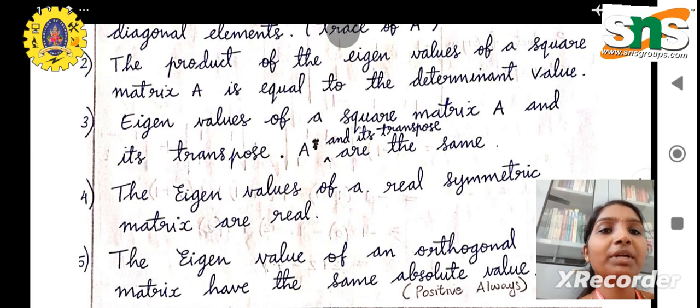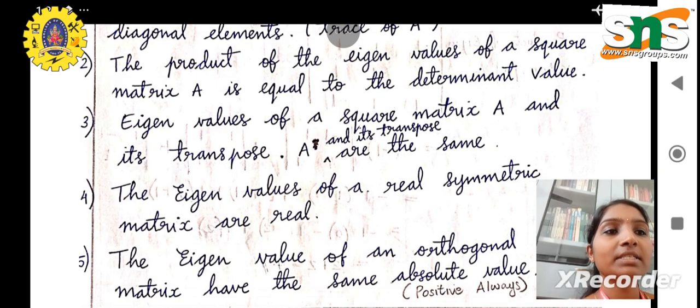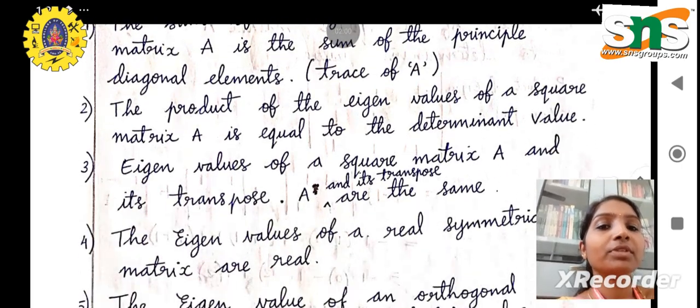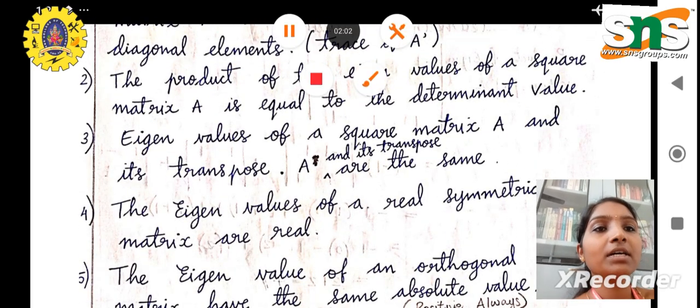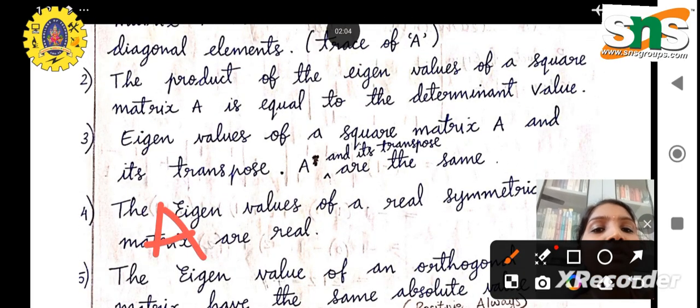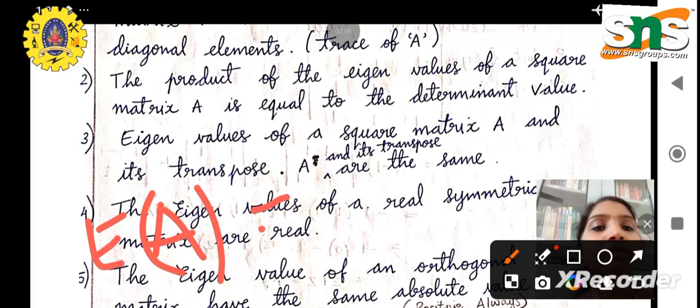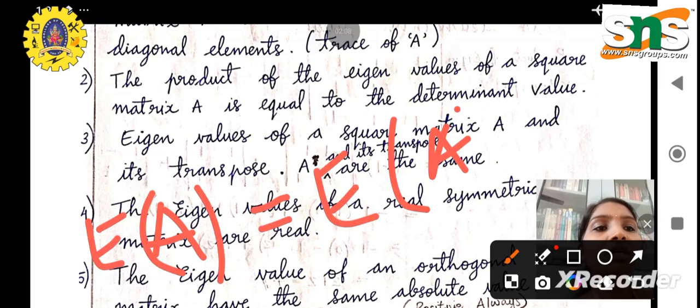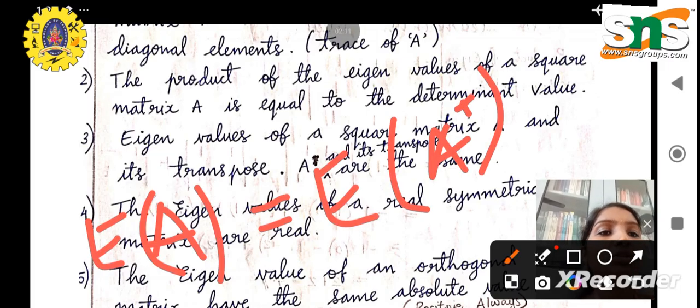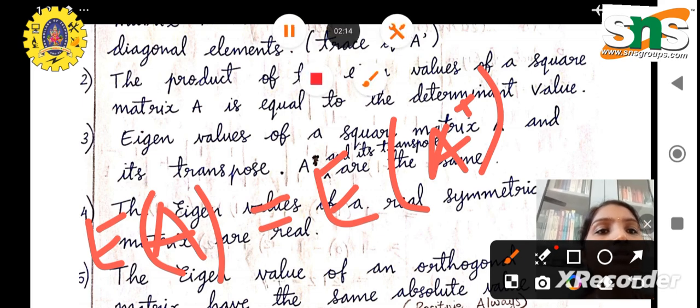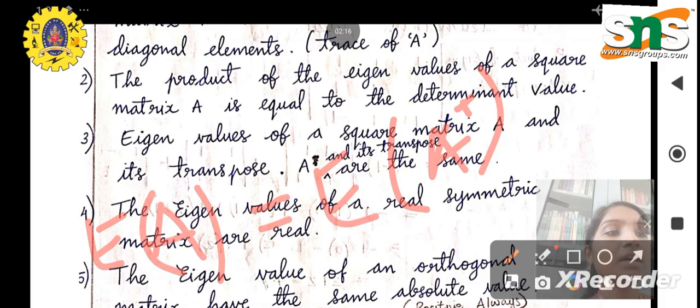The third property is that the eigenvalues of a square matrix A and its transpose A transpose are the same. If we find the eigenvalues of the matrix A and the eigenvalues of the matrix A transpose, both are the same. This is how we find the eigenvalues.